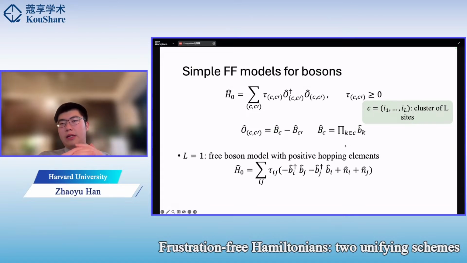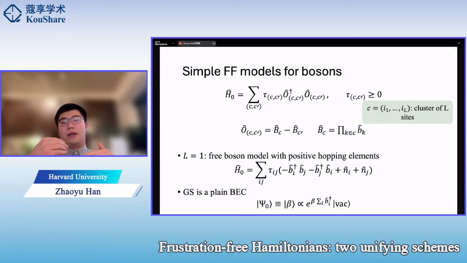This form of definition may look unfamiliar to you, but it's nothing but the generalization of non-interacting free boson models with usual positive hopping element. Specifically, when the size of the cluster involved is just 1, the model just becomes the familiar free boson model with a special choice of the chemical potential. And all such simple models have very simple ground state manifolds, which consist of all the coherent states in the uniform mode.